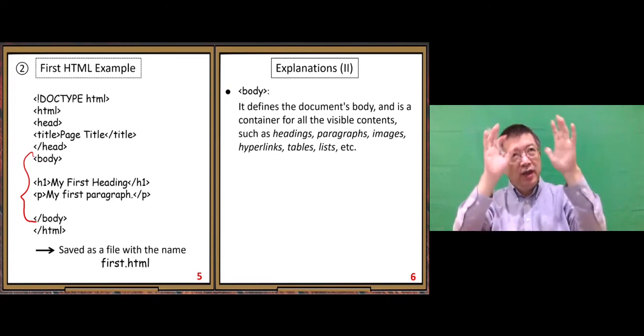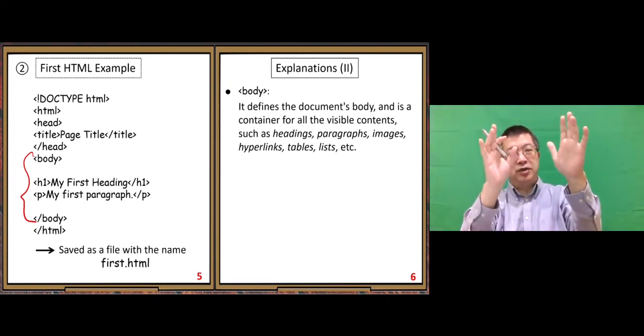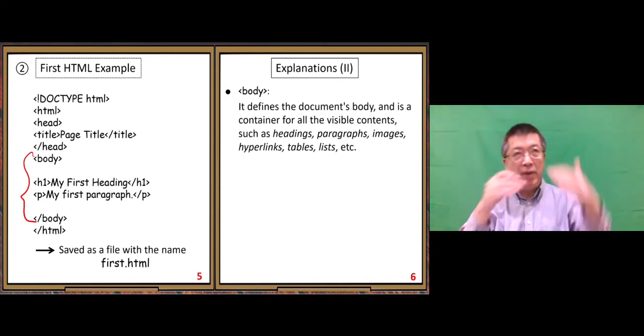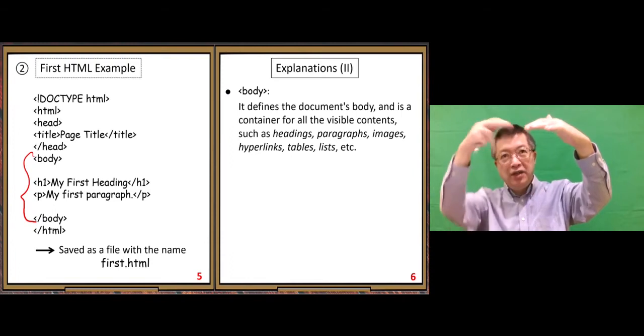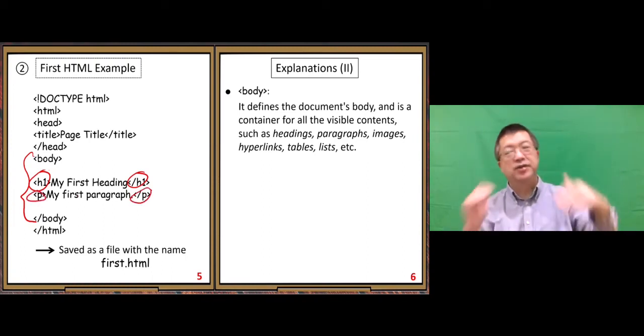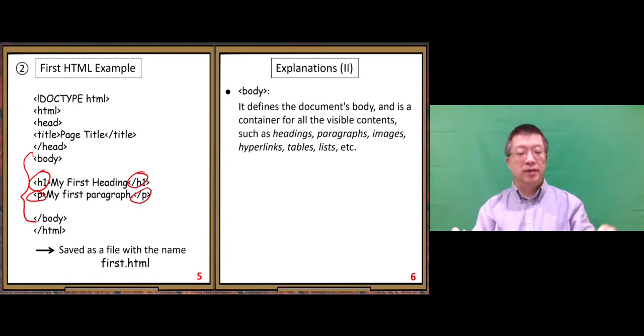So we use the nested tags structure. Because for this body, you have a pair of tags, body. Inside it, you can have many other tag pairs, let's call them tag pairs. You have many other nested tag pairs inside.